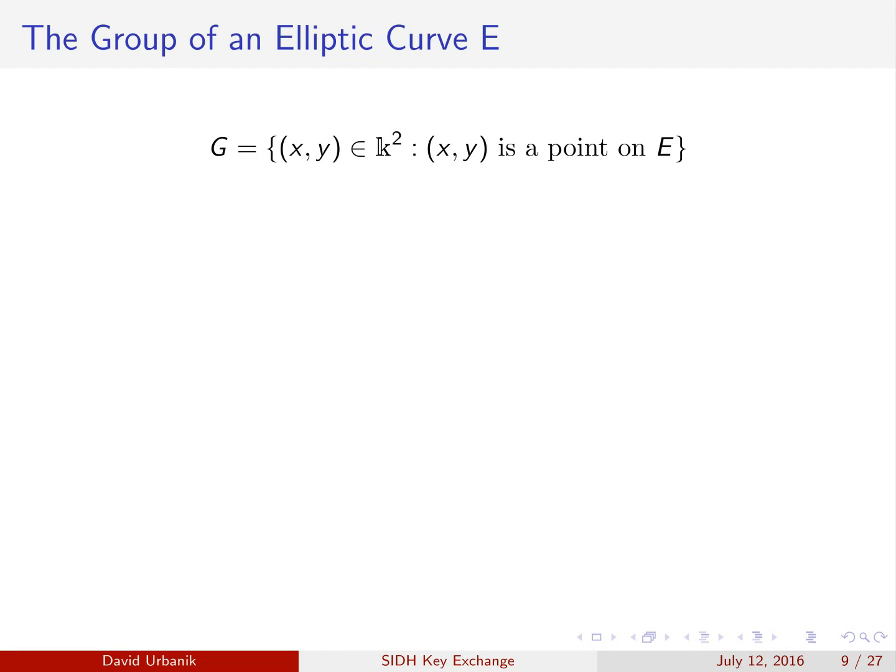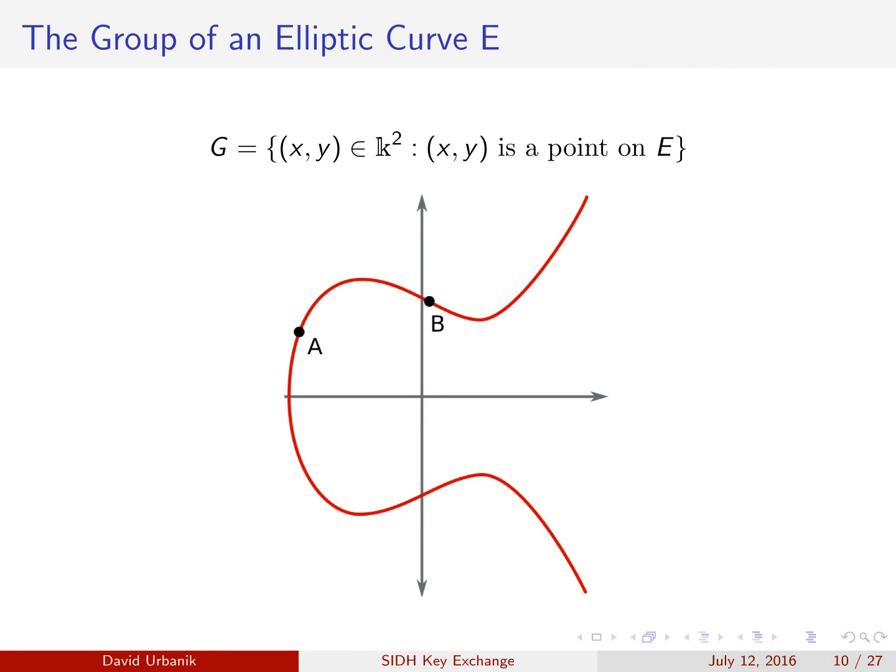Well, when we define a group, we need two things. We need a set and an operation. So here's a perfectly serviceable set. I will amend this shortly, but for now, let's just take the set to be the set of points on the curve. And how are we going to define our operation? Well, we need somehow a way of taking two points on the curve and getting a third point.